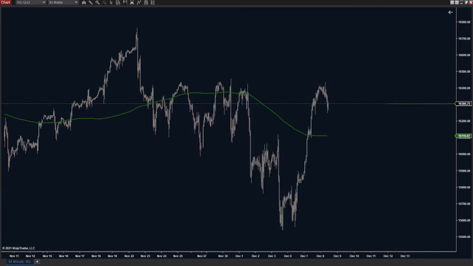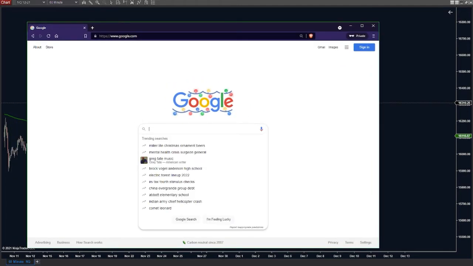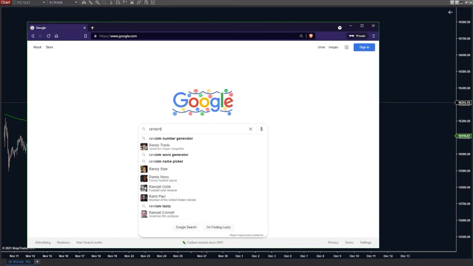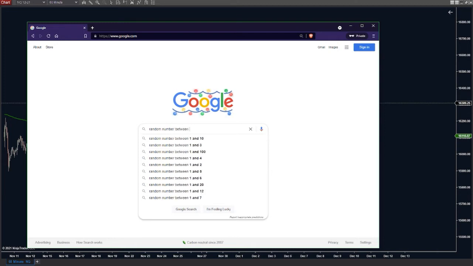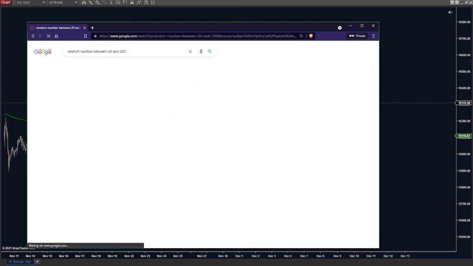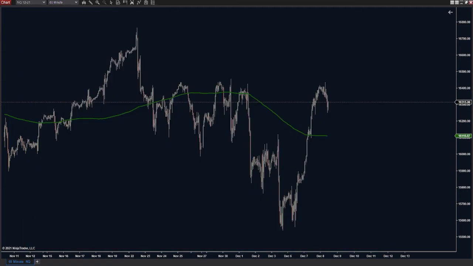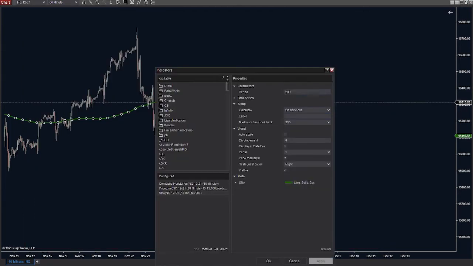But let's have some fun with this. Instead of just the 200-period moving average, because everybody already uses that, already knows about it, let's have Google tell us what to use, right? So let's go in here and see, how about a random number between, we don't want to go too low, so let's start at 20 and 200. 160. Perfect. That's what we'll go with. It's a pretty big number there, but let's stick to that. So we've got a 160 period moving average.